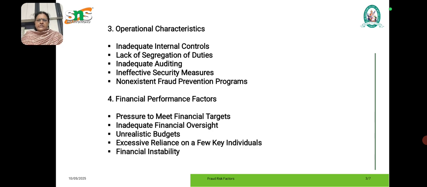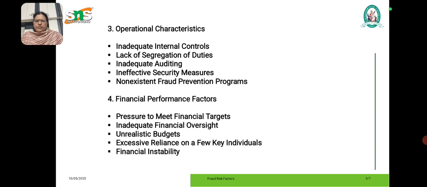So operational characteristics include inadequate internal checks. When there is weak or non-existent internal control, it also leads to fraudulent activities. Lack of segregation of duties: when the duties are not segregated and a single individual holds all the duties, it may lead to fraud. Inadequate auditing: if auditing is not done periodically, this may also lead to fraudulent activities. Ineffective scrutiny measures: weak scrutiny measures, both physical and digital, can expose the organization to fraud risk.